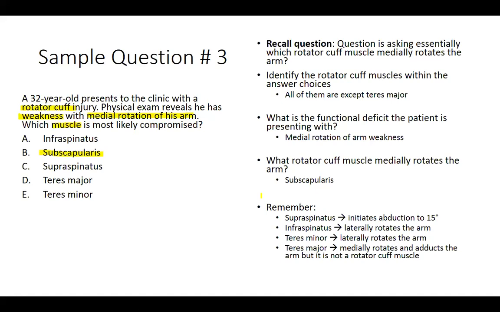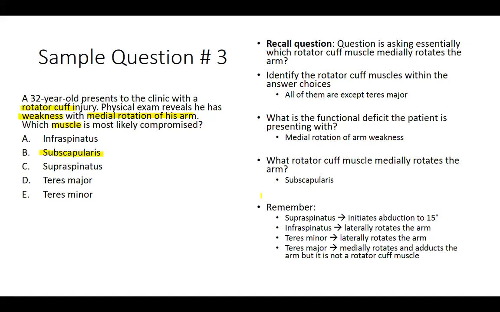That's why I'm using the same approach with every question. I'm looking at the question at the end, which muscle is most likely compromised? I'm circling, I'm doing something to memorize what I'm looking for. Then I go to the stem and I'm looking for clues. I saw rotator cuff. Then I saw the functional deficit, weakness with medial rotation of his arm. Went back to the question, which muscle is most likely compromised? Look at my answer choices and I can just eliminate multiple ways. I can eliminate by, it's a rotator cuff, so which one's not a rotator cuff? Which one medially rotates the arm, and go directly to it?